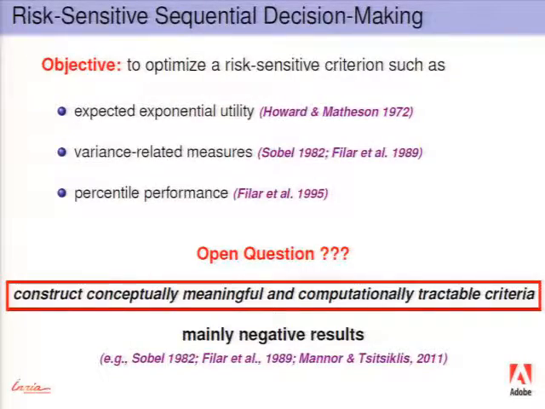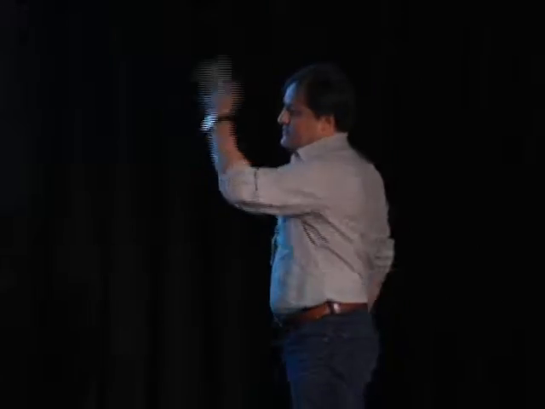Unfortunately, all the results coming in this front are not very good, from the early work by Sobel and Filar to very recent work in our community by Shalabi-Mannor and John Tsitsiklis at ICML 2011. And when I say bad news, it means that the solution to the risk-sensitive criteria may not be a stationary Markovian policy that we like, or calculating it might be something hard.